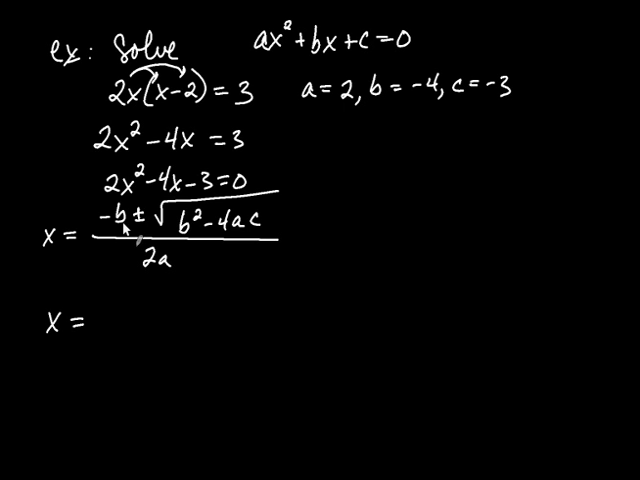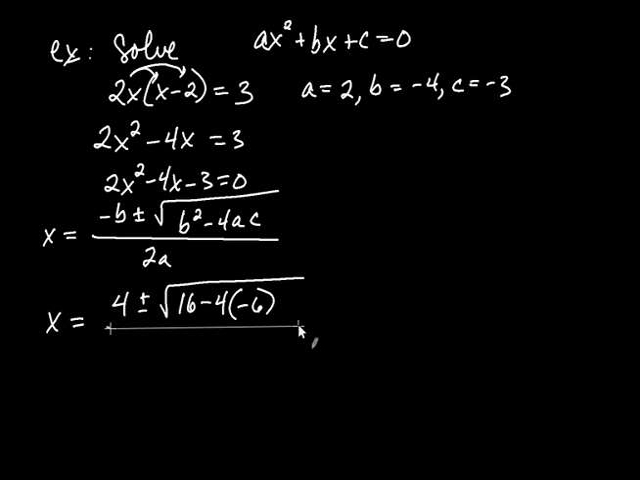So we've got negative b. Well, b is negative, so it's negative negative 4, and that makes it positive 4. Do you see that? It's the negative of b, but b is negative, so the negative of a negative is positive 4. So plus or minus the square root of b squared, that's 16, minus 4. I like to multiply a and c together, and a times c is negative 6. I'm going to put that in parentheses because I'm going to multiply it by the 4 that's there in a minute. All over 2 times a, which is 4.